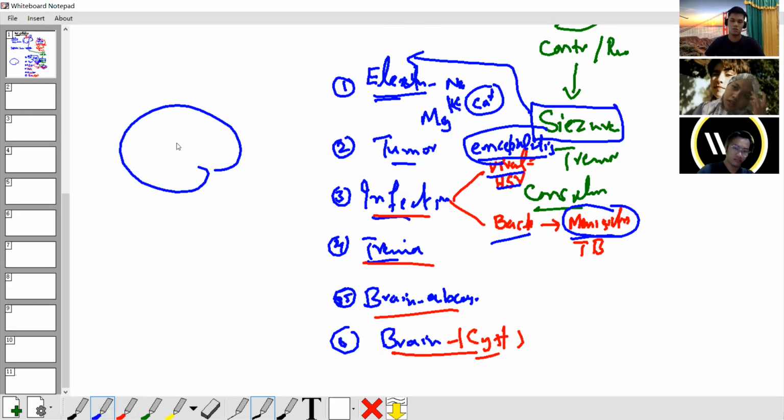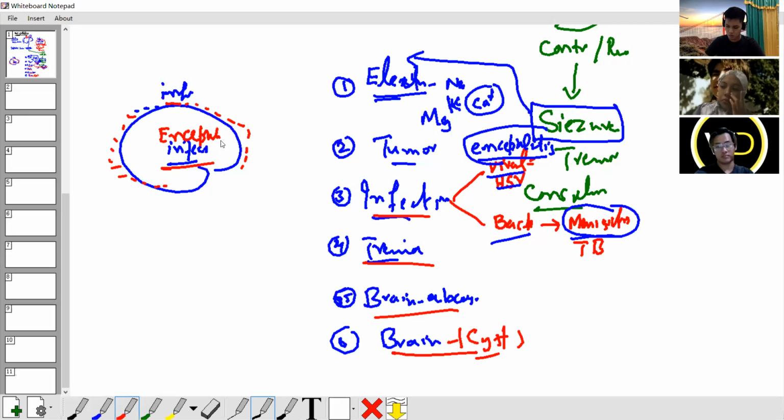If infection is inside the brain tissue, it's known as encephalitis. If infection is outside, here we have what? The meninges, pia mater, arachnoid layer, okay? So that is meningitis. Meningitis can be viral, bacterial or fungal. Infection inside the brain is encephalitis, and infection outside, of the covering, is meningitis.